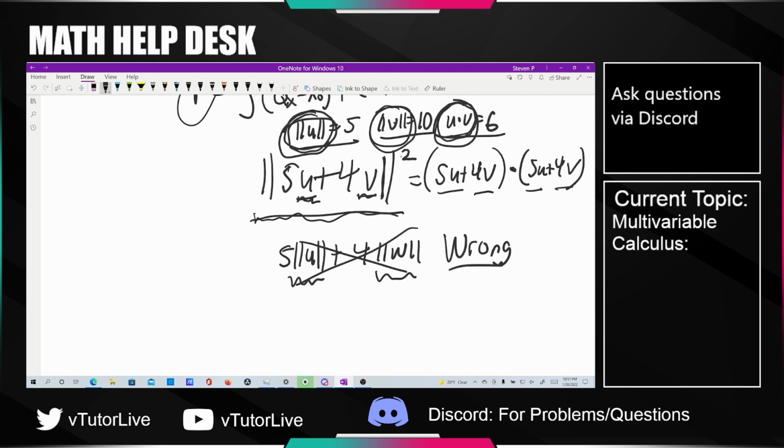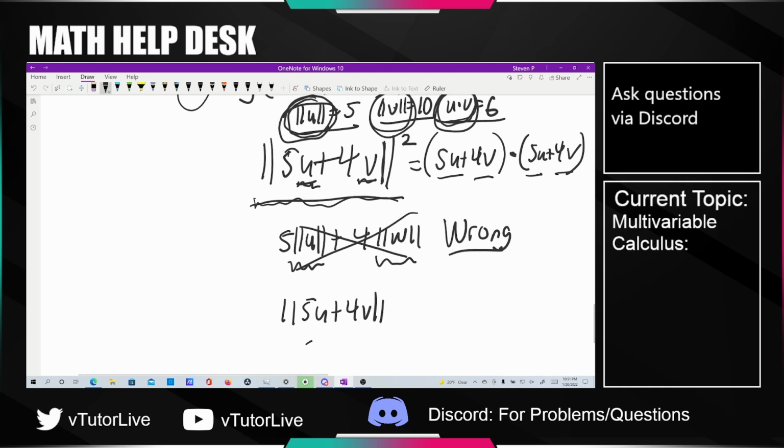Because if I didn't square it and was just talking about 5u plus 4v, this would require me to think about the square root of 5u in the x component minus 4v in the x component squared. And this is already stuff that I have no idea how to think about, right? This is already stuff that I have no idea how to argue about.